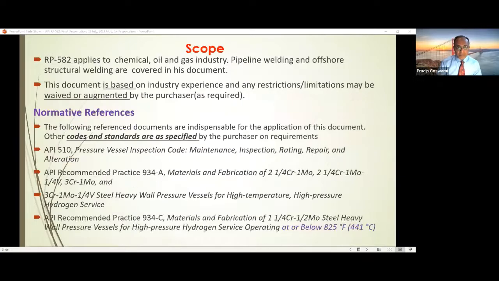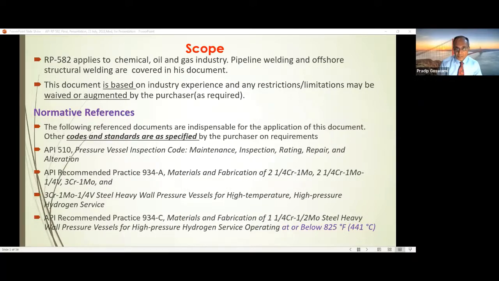RP 582 applies to the chemical, oil and gas industry, pipe welding, and offshore structures. And nowadays, many industries are also coming forward to adopt that code as a general guideline for welding in their respective areas. This document is based on industry experience, and any restriction and limitation may be waived or augmented by the purchaser as required.